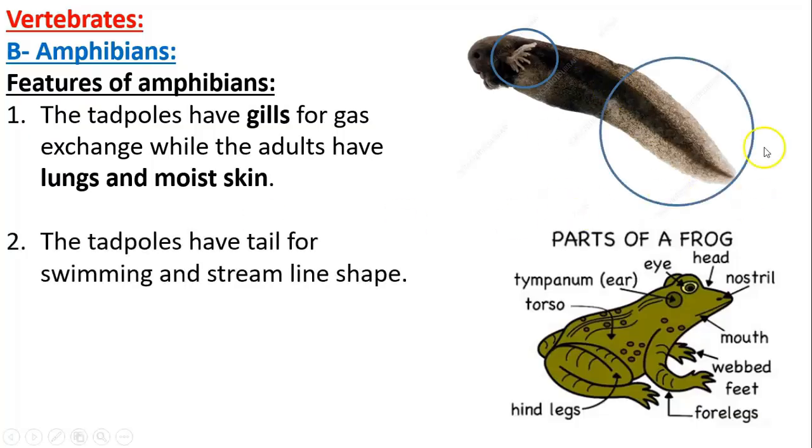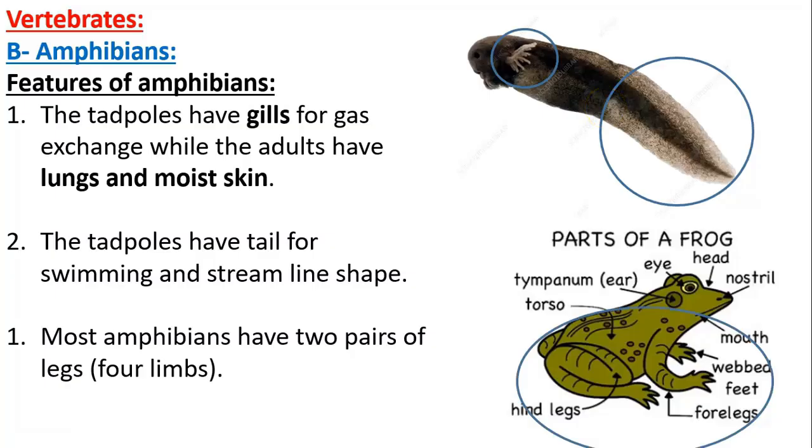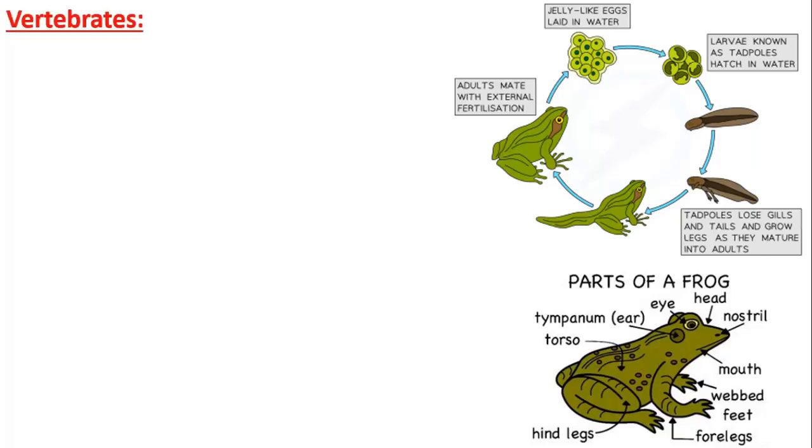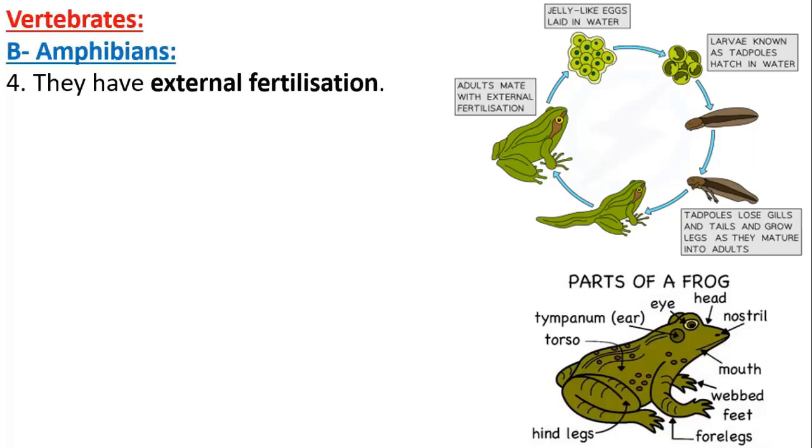The tadpoles have tails for swimming and a streamlined shape, just like the one we mentioned in fish. While the adult amphibians, what do they have? They have two pairs of legs, hind and front limbs. So they look completely different. And this is how metamorphosis works. If you look here, this is the life cycle of the frog. In each stage, it looks completely different than the one before.